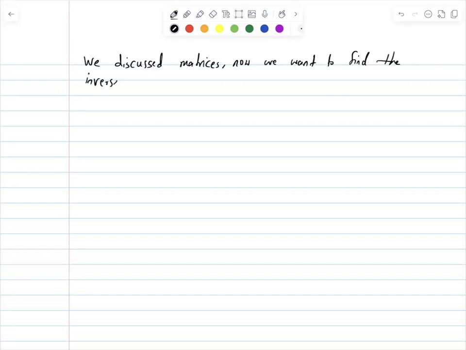Let us continue our discussion on matrices. Now we're going to talk about the inverse of a matrix. We discussed matrices. Now we want to find the inverse of a matrix, if possible.